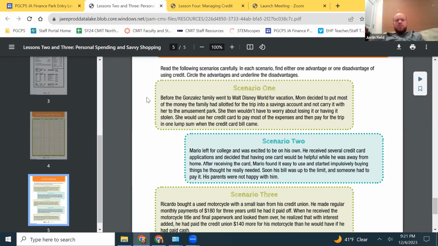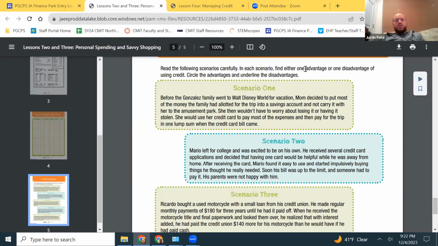Scenario 1. Before the Gonzalez family went to Walt Disney World for vacation, Mom decided to put most of the money the family had allotted for the trip into a savings account and not carry it with her in the amusement park. She then wouldn't have to worry about losing it or having it stolen. She would use her credit card to pay most of the expenses and then pay for the trip in one lump sum when the credit card bill came.